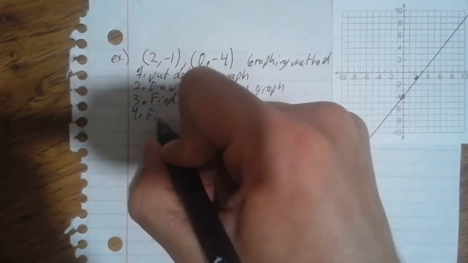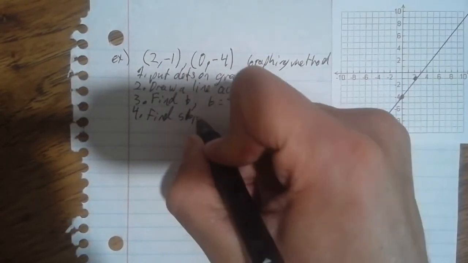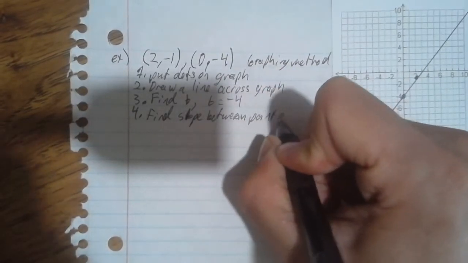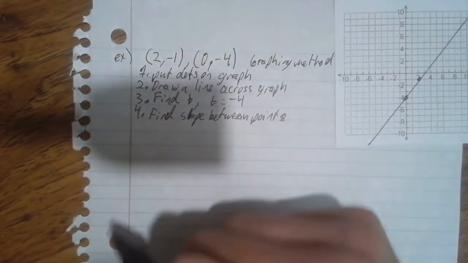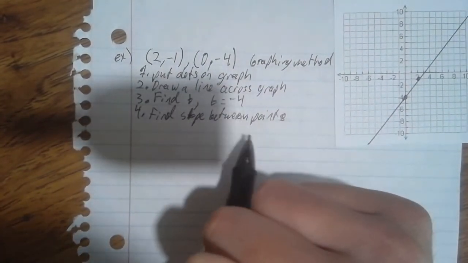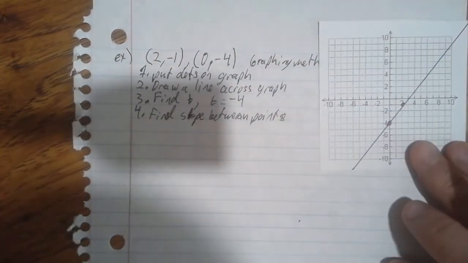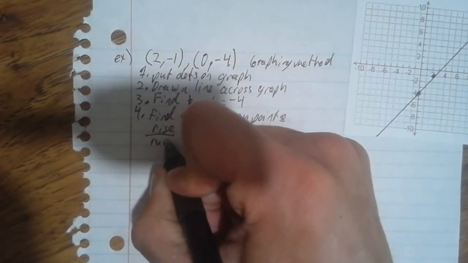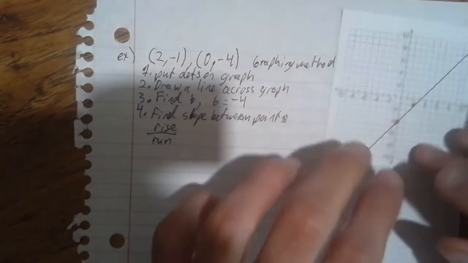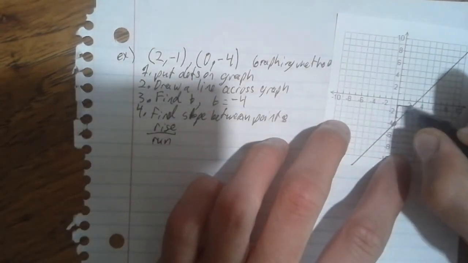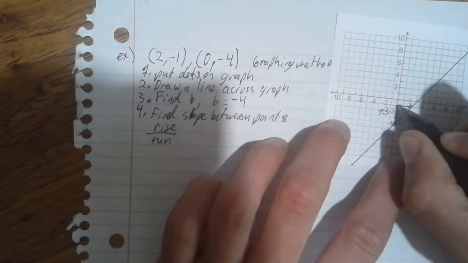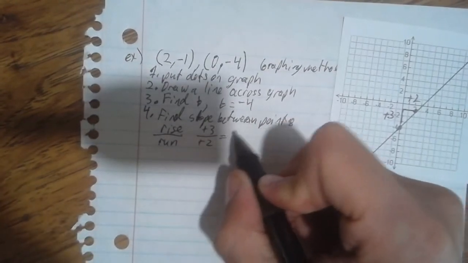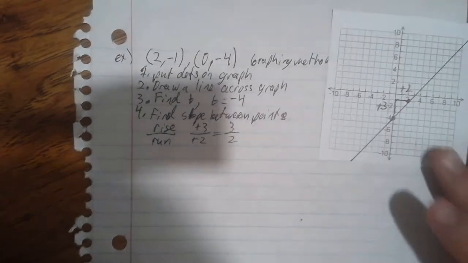And then we find slope between points. So we're going to find the slope between these 2 points. So we look, and we're going to do rise over run. So we have to remember it's rise divided by run. And we want to go left or right. So we're going to go up 1, 2, 3, so +3, and then right 2, so +2. So a rise is +3, run +2, which is 3 divided by 2.